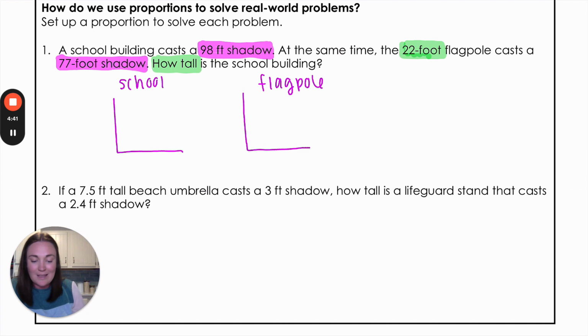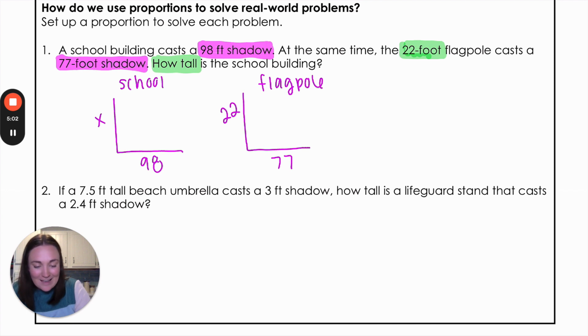All right, let's fill in our picture with what we know. We said the school building casts a 98-foot shadow, so that 98 is going to go across the bottom. And we have a 22-foot flagpole, that means it's 22 feet tall, casts a 77-foot shadow. Now, we don't know how tall the school building is, so that's where my variable is going to go.